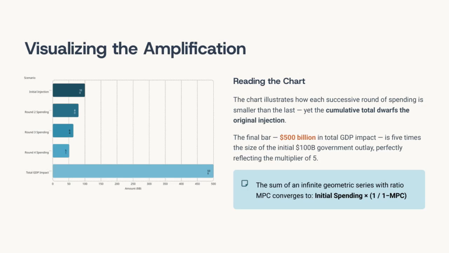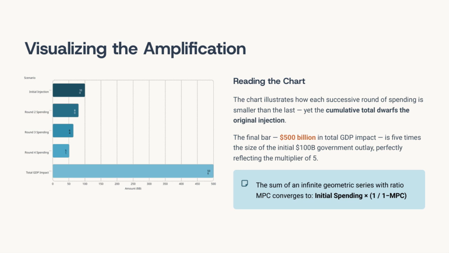Let's take a closer look at this slide. The key idea here is the concept of an infinite geometric series, which in this context relates to how spending impacts the economy. When we talk about the sum of an infinite series with a ratio of MPC, or marginal propensity to consume, it converges to this formula: initial spending multiplied by 1 over 1 minus MPC. Essentially, this shows how each dollar spent triggers additional rounds of spending, amplifying the total impact.